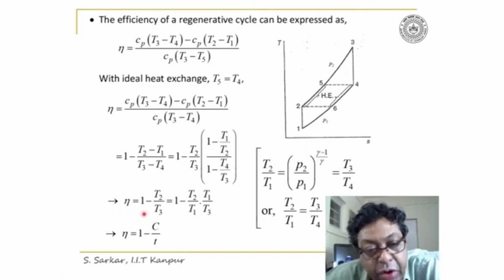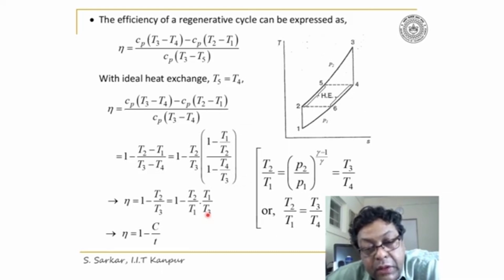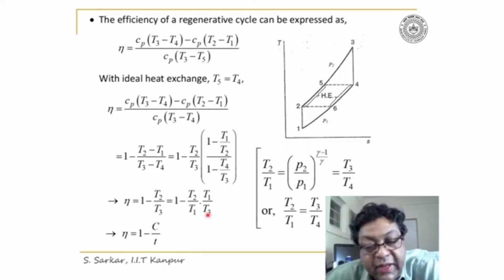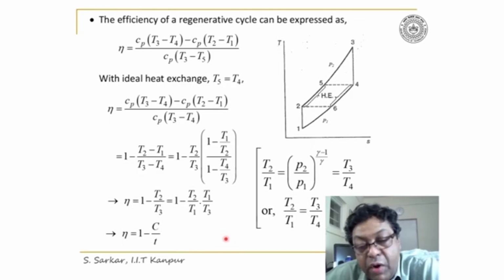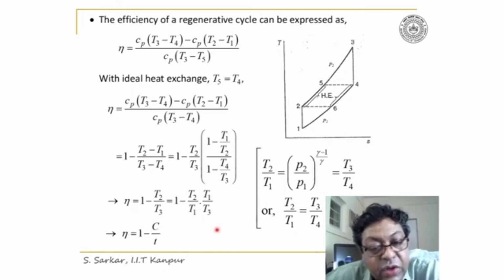Considering this, the terms within the brackets would cancel, so eta is equal to 1 minus T2 by T3. That can be written as 1 minus T2 by T1 into T1 by T3. Now we know T3 by T1 I have denoted as small t, where T3 is the maximum cycle temperature and T1 is the atmospheric temperature. So eta is expressed here as 1 minus r to the power (gamma minus 1) by gamma divided by t.